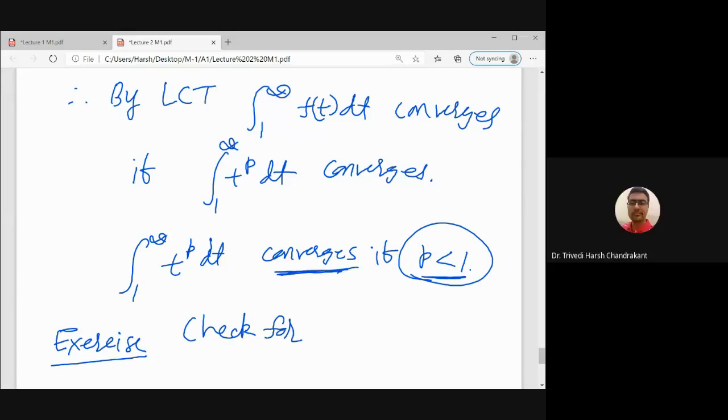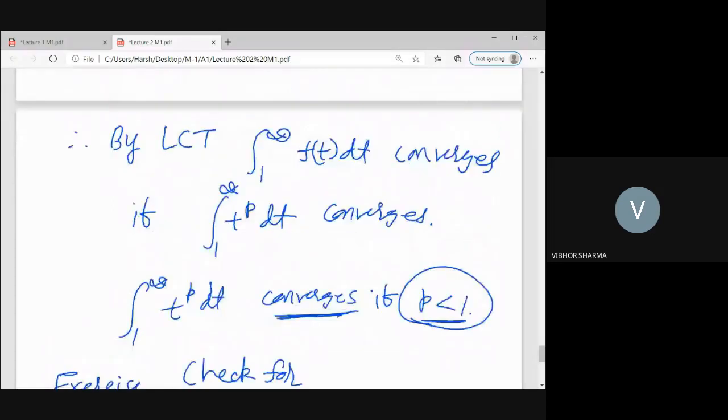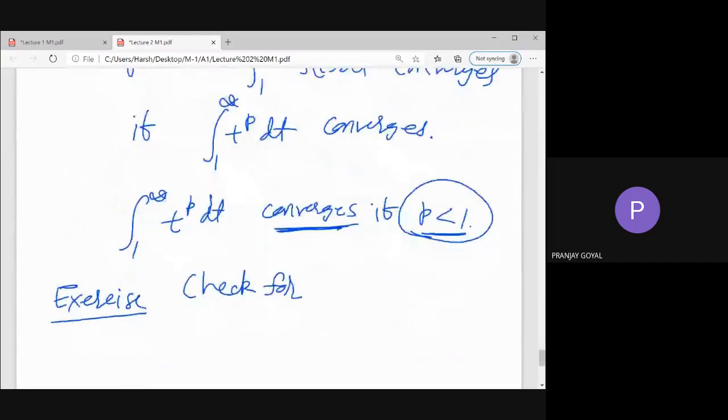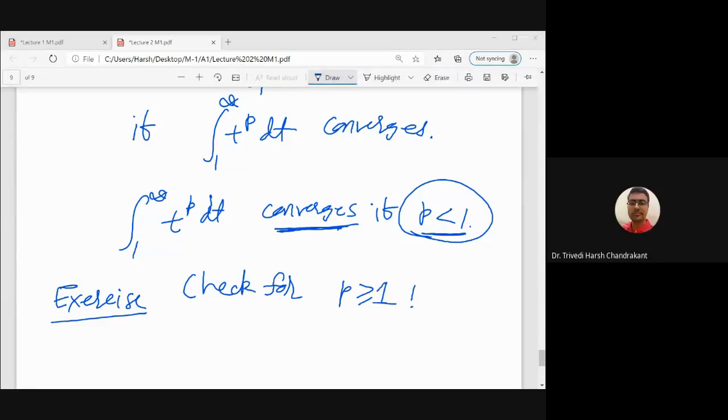For p other than that, we are saying 1 upon t raised to the power p is the result, and for p greater than 1, for example root x is a diverging function. Sir, p less than 0 will be different. So check for p greater than or equal to 1. Okay, so you try this. I have not tried that, so we can discuss it in the next lecture.